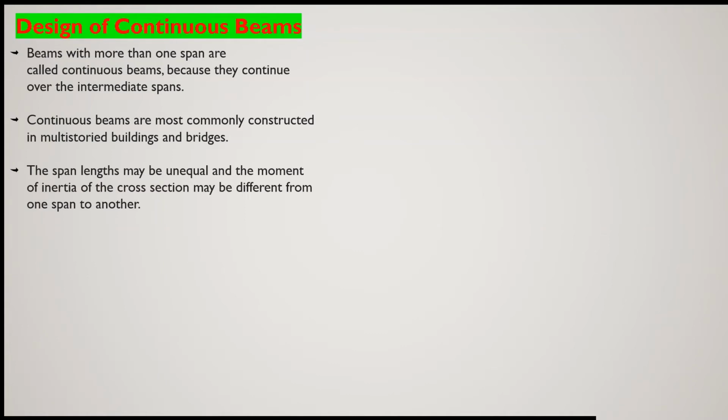Now the span length may be unequal, or continuous beams may have equal span length, and the moment of inertia of the cross section may also vary from one span to another span. There may be a possibility that a continuous beam may have the same dimensions throughout its length. That means moment of inertia may be the same or it may be different. That means the dimensions of the beam can differ from one span to another span.